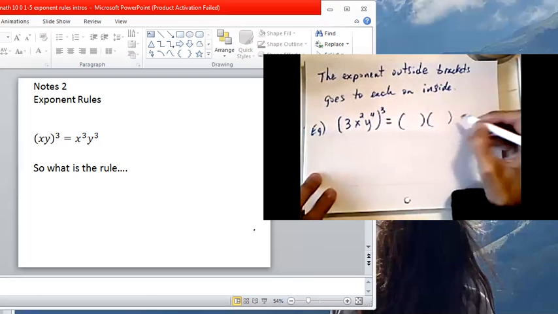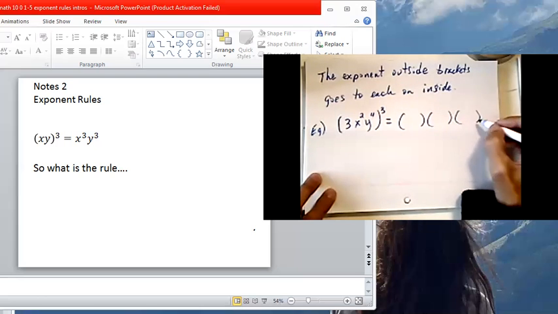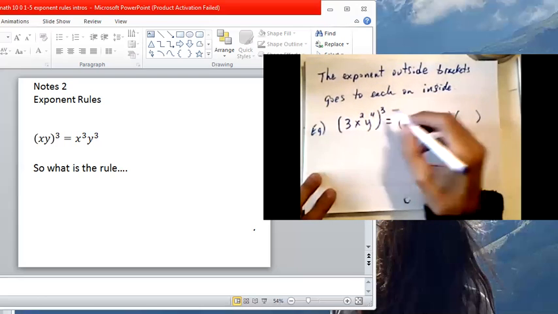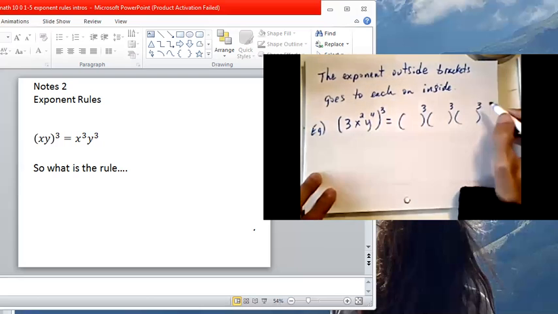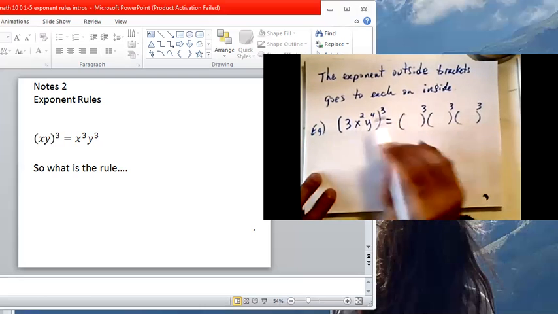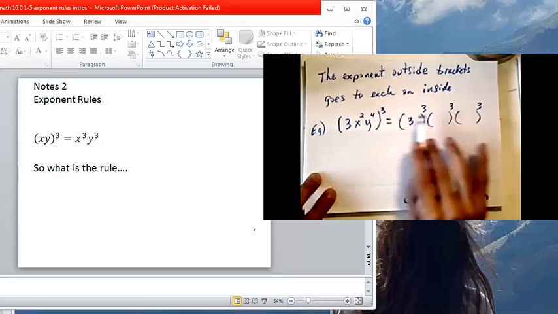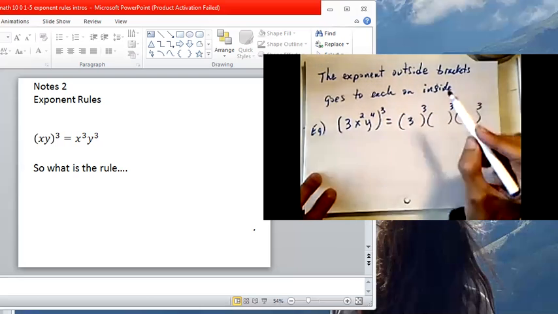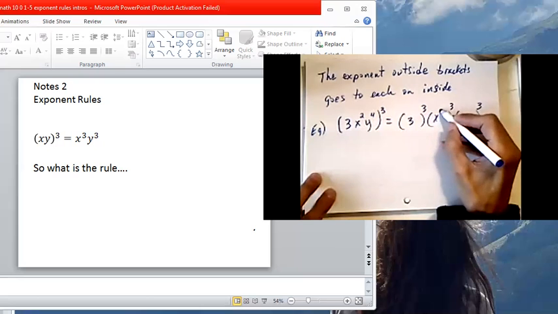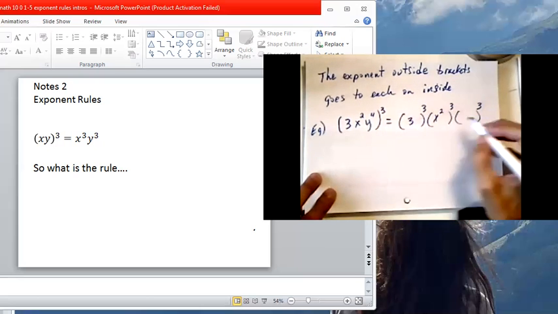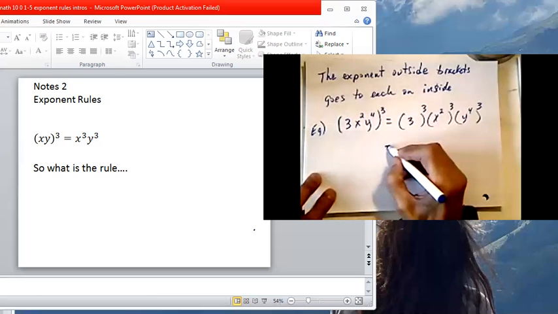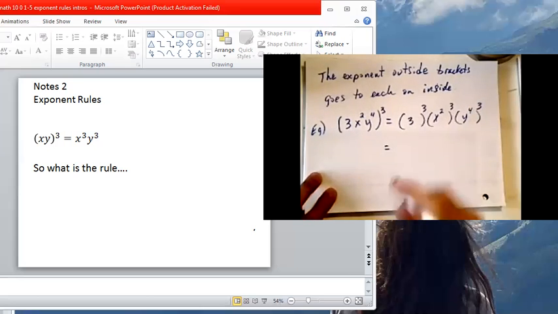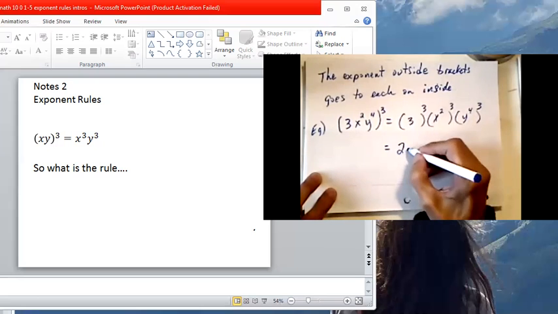Okay. Each thing in the brackets gets that 3. So this 3 is on that 3. This 3 is on the x squared, and it's also on the y to the 4. Perfect. All right, so Shota, 100%, 27 there.